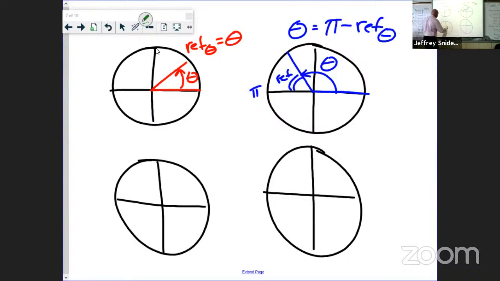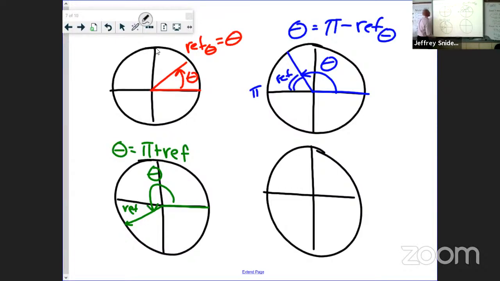If I get to quadrant 3, here it is. This time, theta is pi plus the reference angle, because I have to go past pi. Here, I'm short of pi, I don't make it all the way, so I have to go from pi backwards. That's why it's pi minus. Here, I want to go past pi, so I go to pi and then add some more to it.